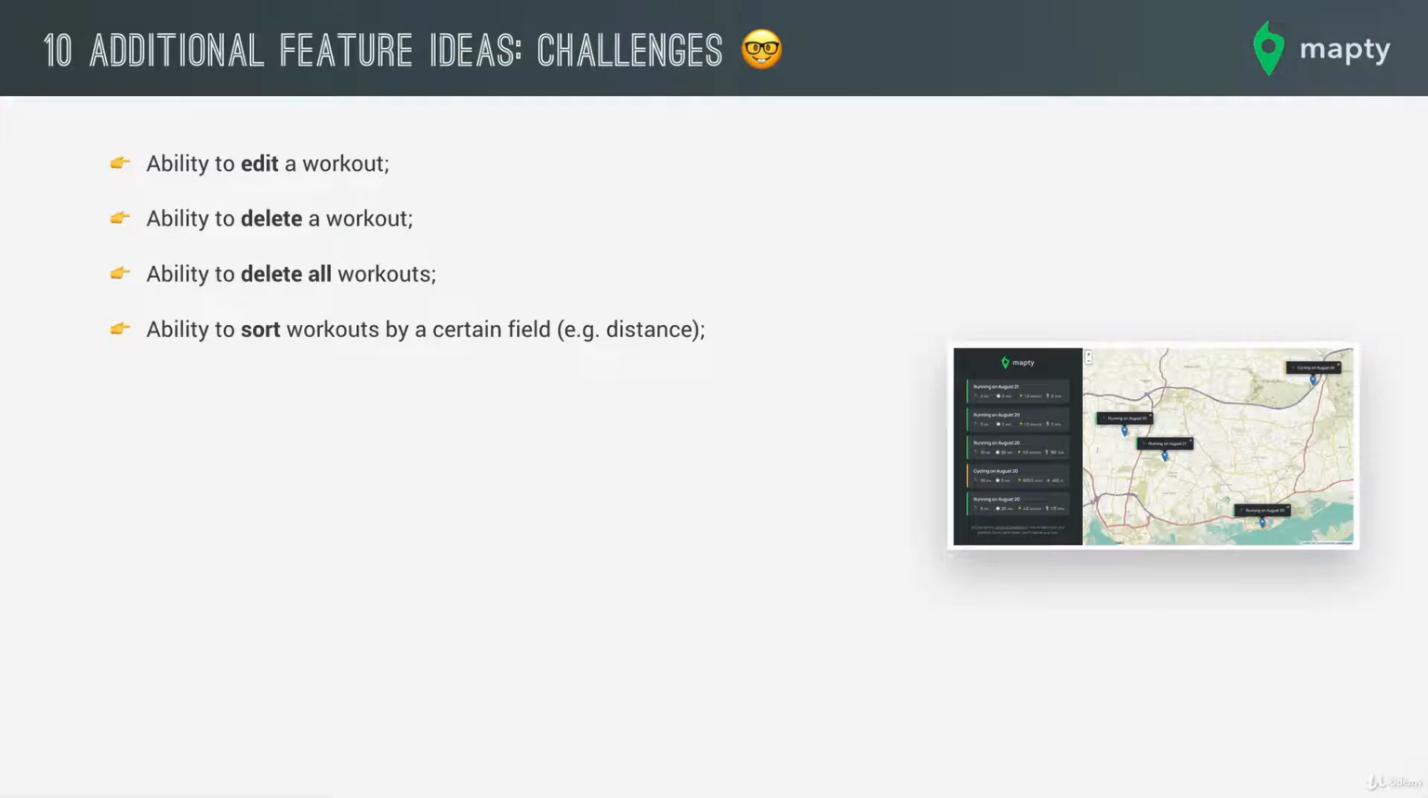Now, another thing that you could do is to actually rebuild the running and cycling objects that are coming from local storage. So basically, you could fix that problem that we run into by the end of the last lecture, where the objects coming from local storage were now regular objects and no longer running and cycling objects. So this would be a nice challenge for you to do and to basically fix that error.